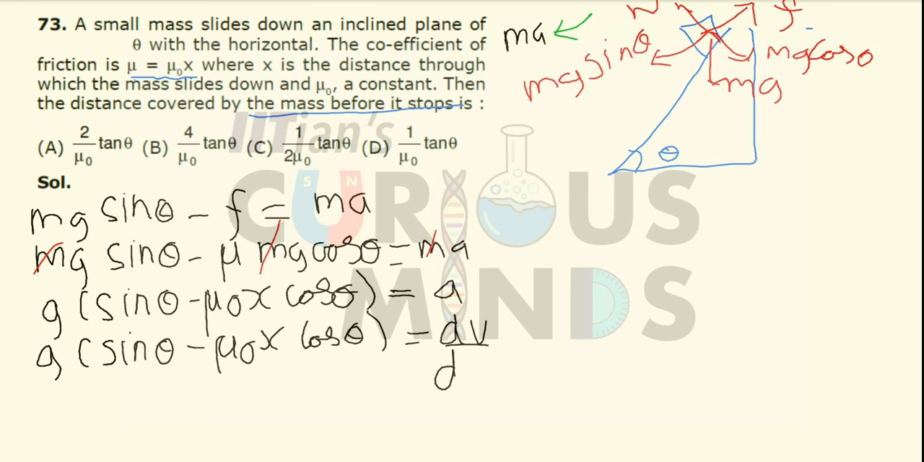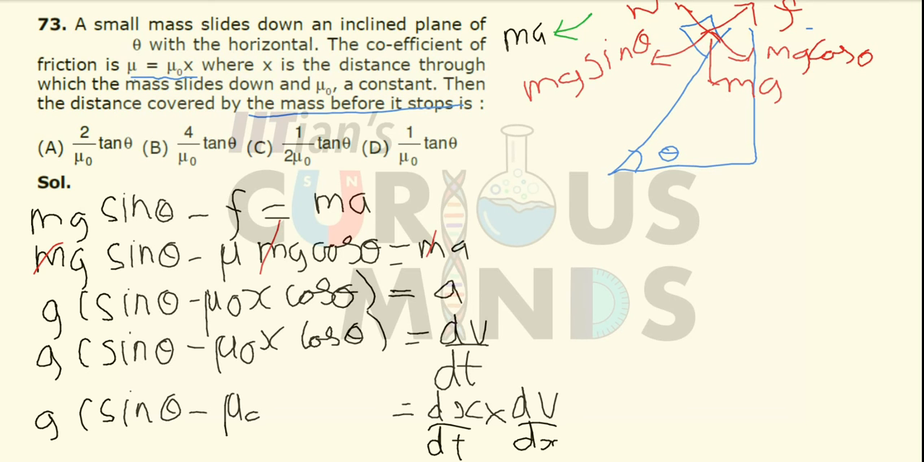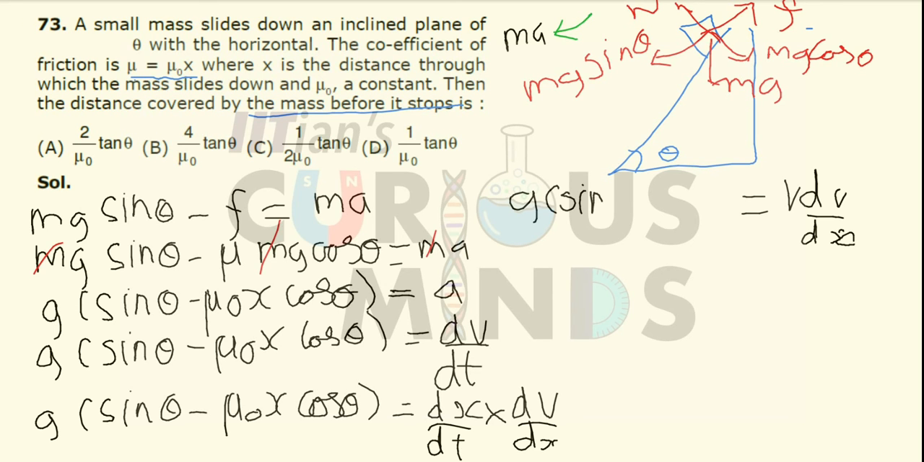dv by dt. But the variable here is x. So dv by dt can be written as dx by dt into dv by dx, where I have divided and multiplied by dx. Now dx by dt is equal to v. So this can be written as v dv by dx is equal to g sin theta minus mu naught x cos theta.